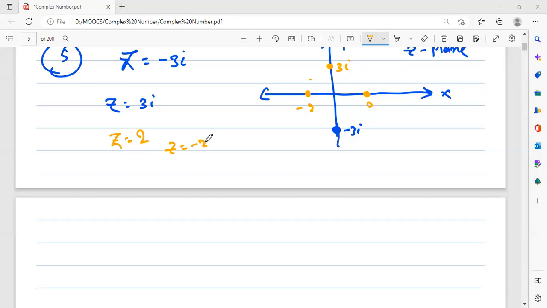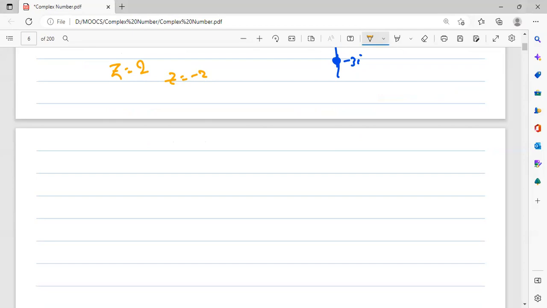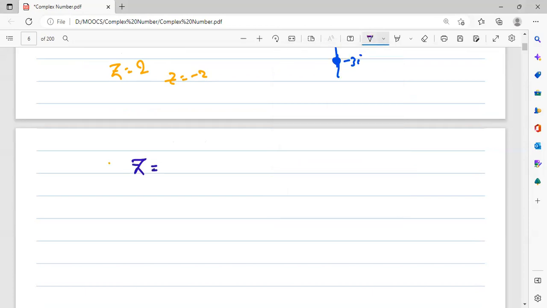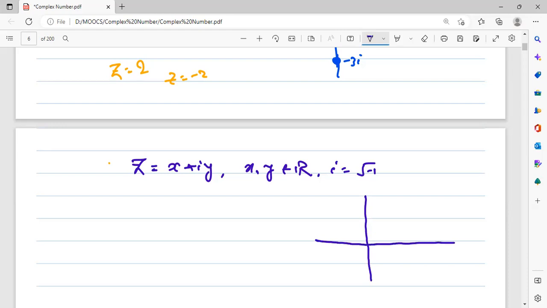Hi friend, before continuing the algebra of complex numbers, I will continue here with the geometrical interpretation of a complex number. We can take any complex number z equal to x plus iy, where x and y are real numbers. How do we denote this complex number in a graphical way?